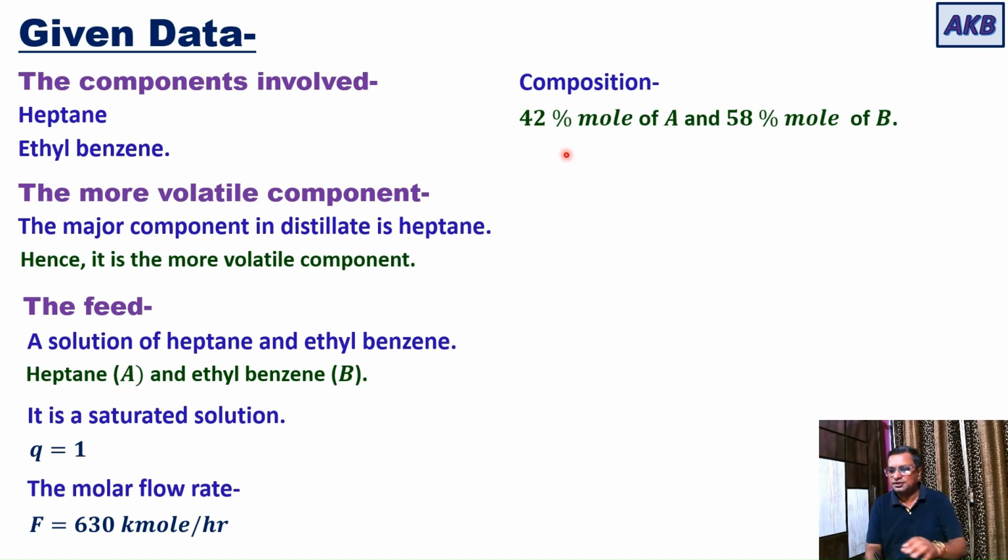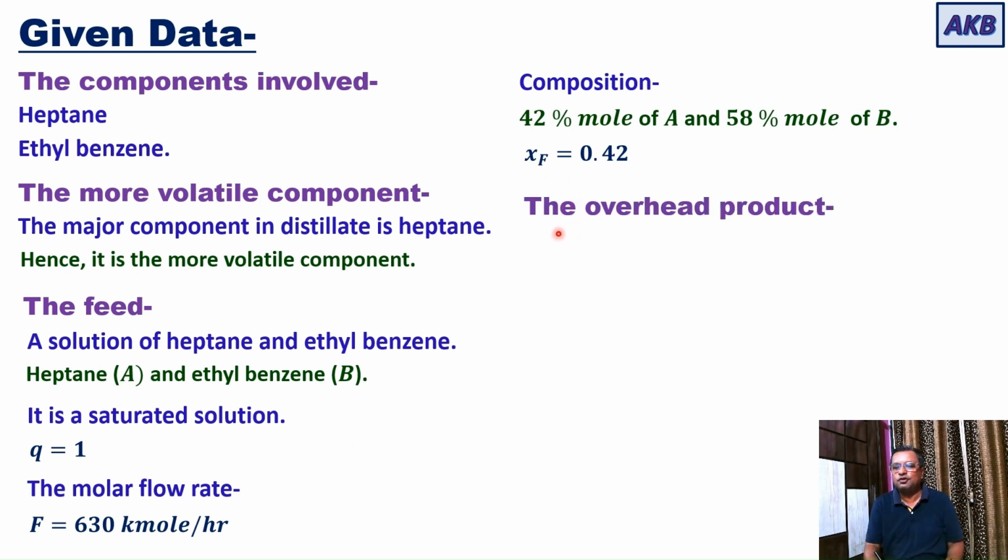And this composition is given on percent mole basis, and you can convert that to mole fractions by simply dividing with 100. So therefore XF will be 42 divided by 100, which comes out to be 0.42. So you must remember, if you are converting percentage mole into mole fraction, you simply divide the percentage value with 100. So in that way you get XF as 0.42.